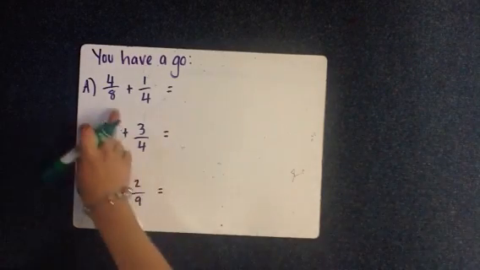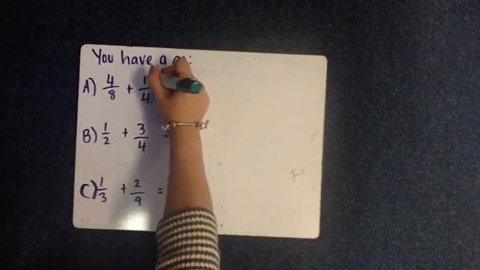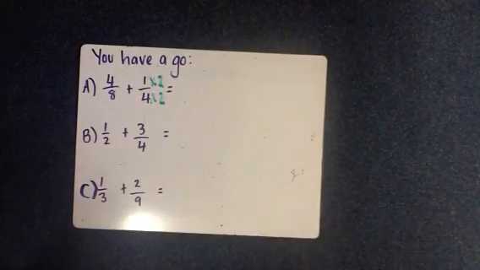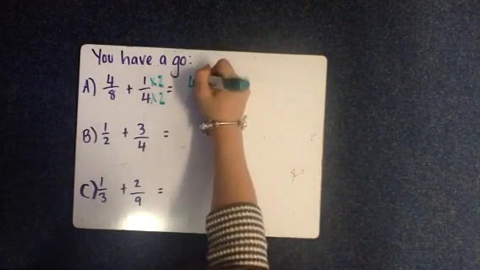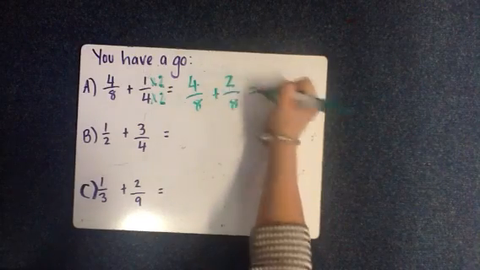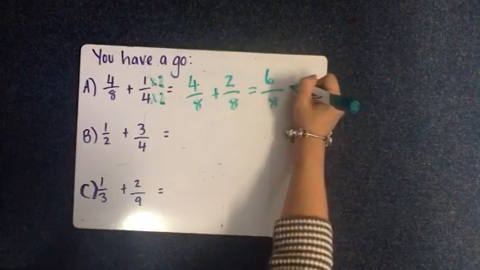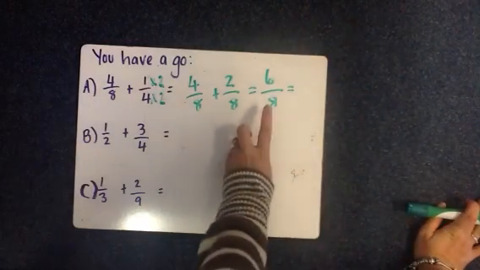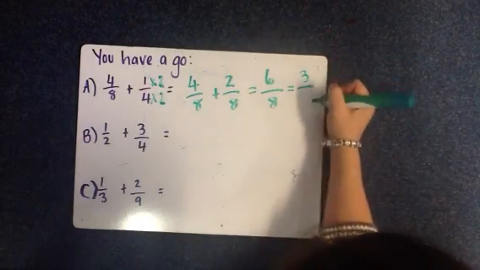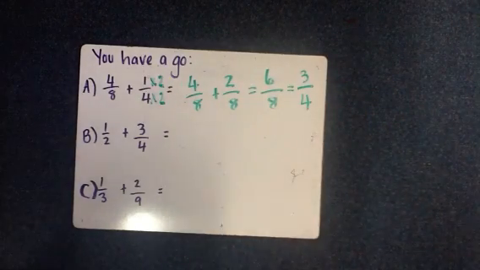Okay, so I know that 4 can be turned into 8 by multiplying it by 2. I also know that whatever I do to the bottom number, I have to do to the top number. So now my new sum is 4/8 plus 2/8 equals 4 plus 2 equals 6/8. Now this fraction needs to be simplified. I know that the biggest number that goes into both 8 and 6 is 2. 6 divided by 2 is 3, 8 divided by 2 is 4. And there's your answer. I hope yours was the same.